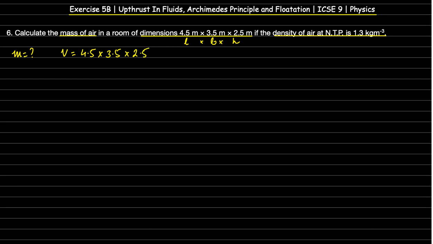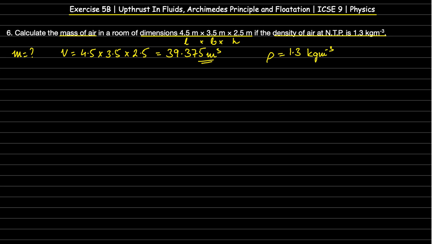So that should give us 39.375 meter cube, and this would be our volume. Density is given as 1.3 kg per meter cube. So it's already there in the SI unit, nothing to worry about.